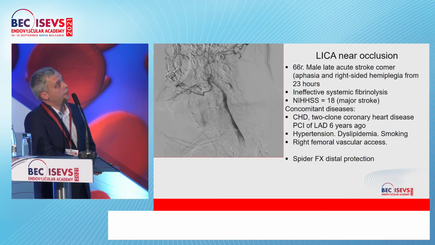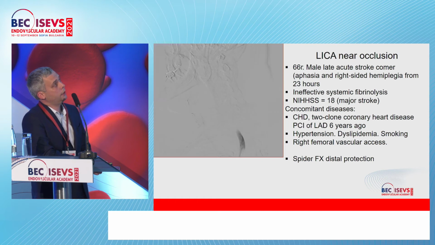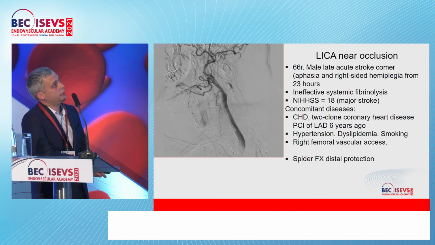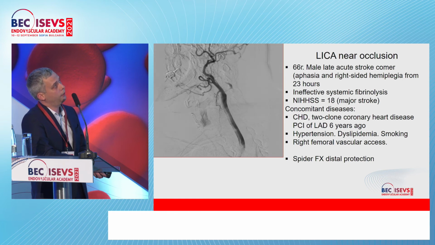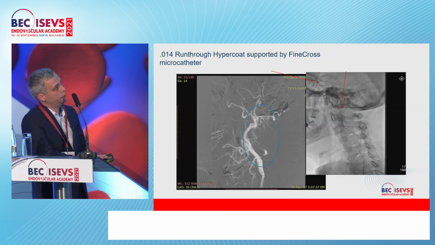Here is one of our patients with right-sided hemiplegia for approximately 1 day, with ineffective fibrinolysis in the acute phase of the stroke. Here you can see the near occlusion, with thrombus also involved in this case.